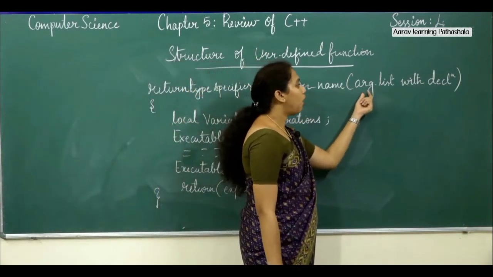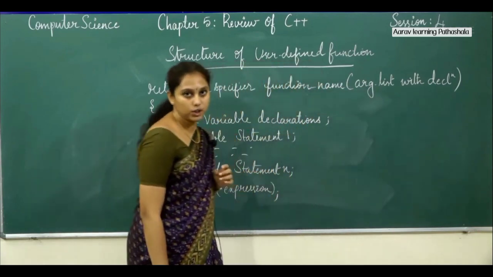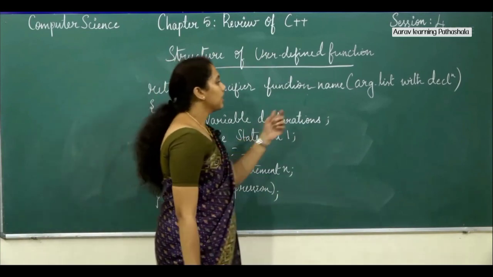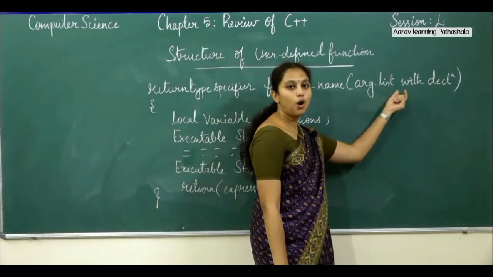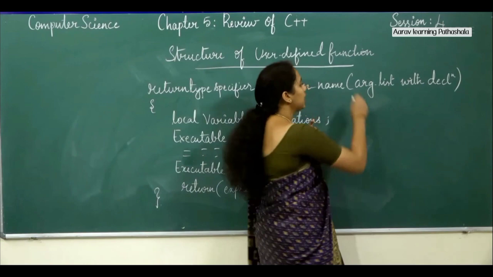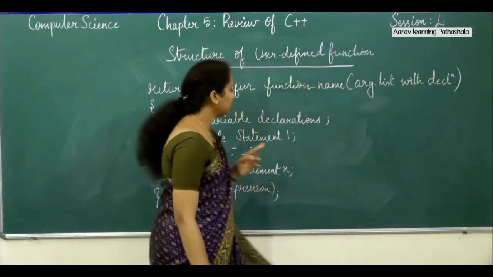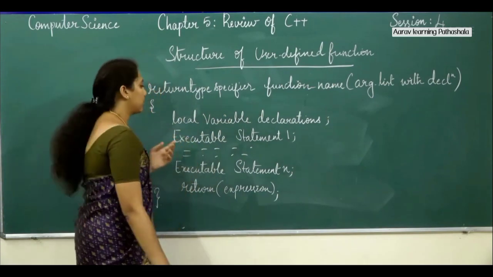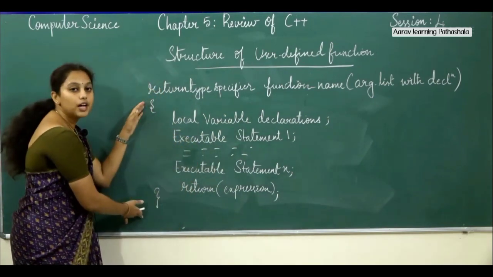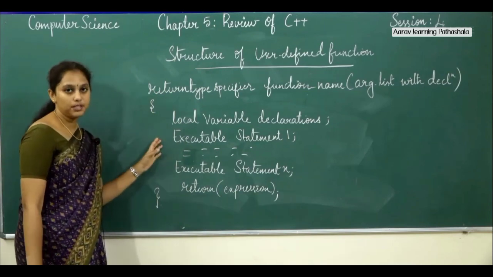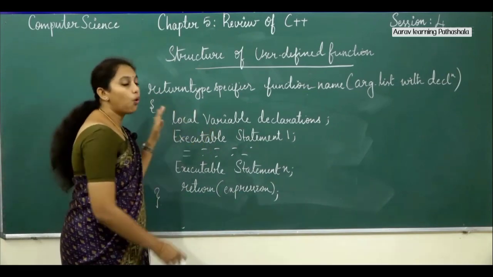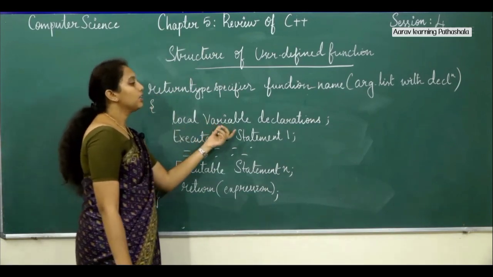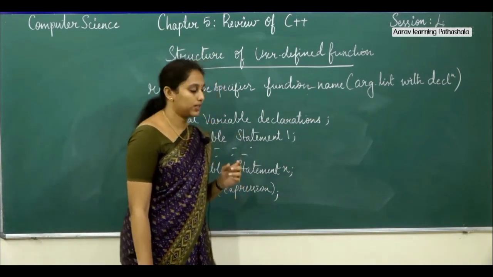And next is argument list with declaration. It means we are declaring the arguments here within the parenthesis. Next is local variable declarations. Within this block we are going to declare the variables so that they are used only within this block. Hence it is called local variable declarations.